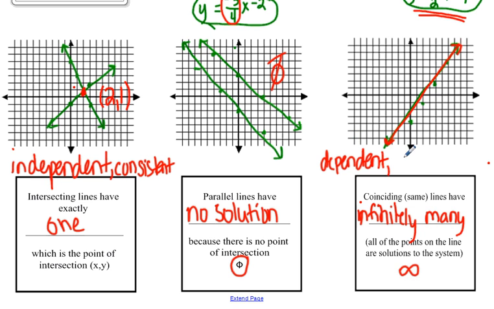And it is also considered to be consistent. Consistent, again, because it does have a solution. In this case, there are infinitely many, as opposed to the first type of system that we looked at. It was consistent because it had only one solution, but it did have a solution. Our middle example with the parallel lines, because they have no solution, this is called an inconsistent system.